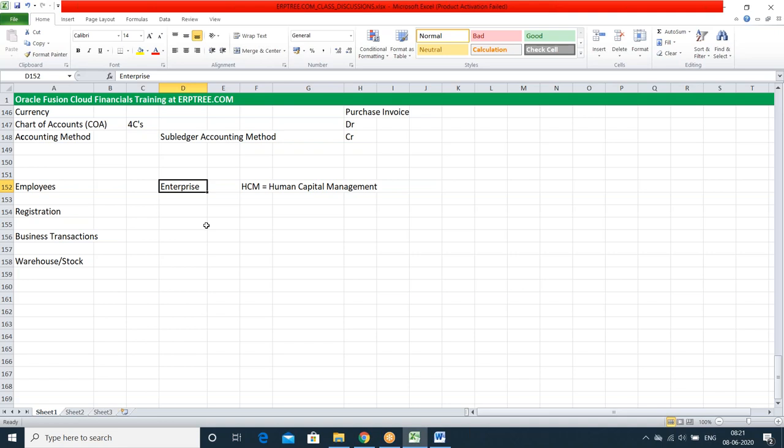Within the enterprise, if you want to maintain the employee information, we have to use the applications called HCM application, Human Capital Management applications. Okay, that's what you have to understand.